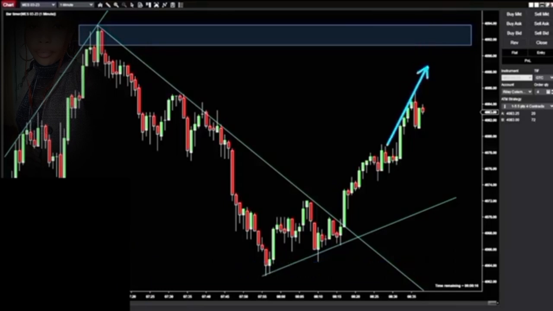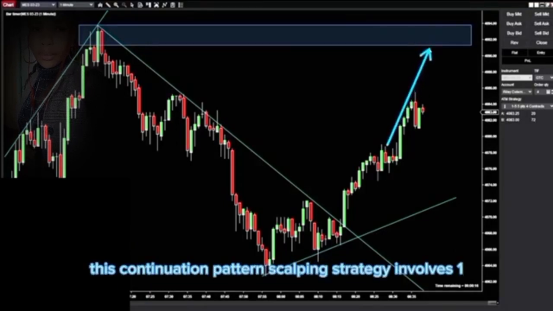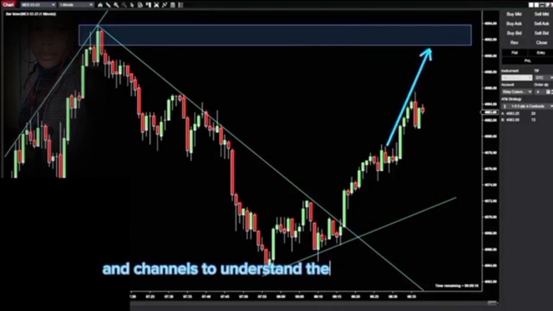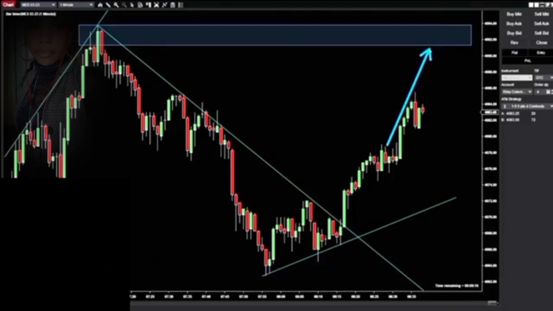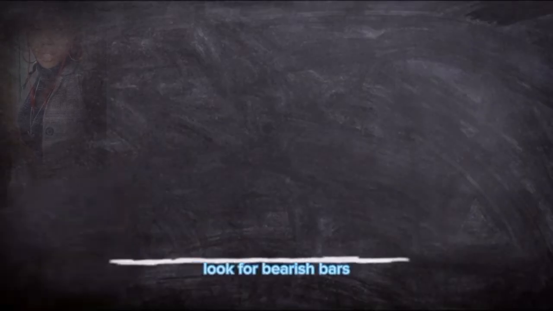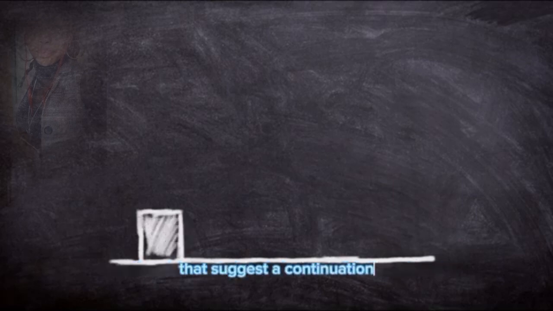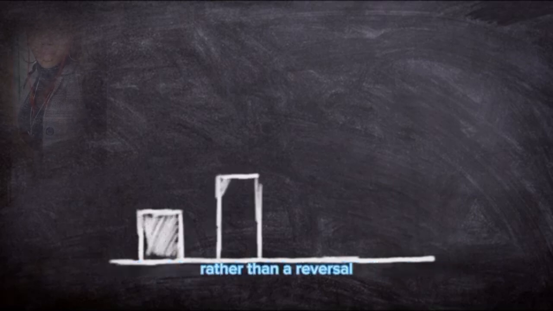Conclusion. To summarize, this continuation pattern scalping strategy involves: 1. Identifying the current trend. Draw tight trend lines and channels to understand the market direction. 2. Recognizing fakeouts. Look for bearish bars or other fakeout signals in consolidation phases that suggest a continuation rather than a reversal.